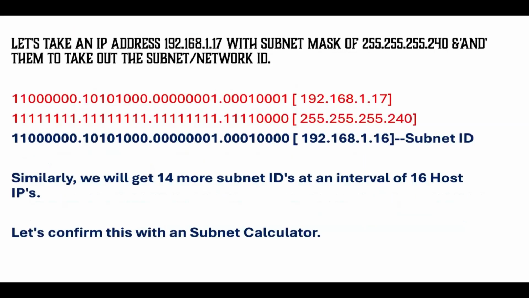Let's take an IP address 192.168.1.17 with subnet mask of 255.255.255.240 and AND them to take out the subnet or network ID. We got the network ID of the host 192.168.1.17, which is 192.168.1.16. Similarly, we will get 14 more subnet IDs at an interval of 16 host IPs. Let's confirm this with a subnet calculator.